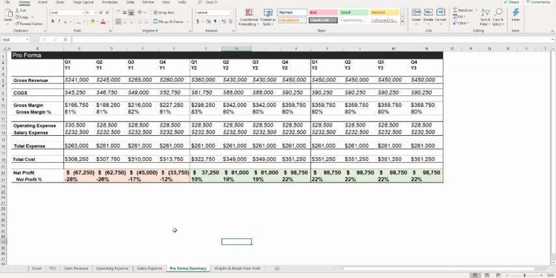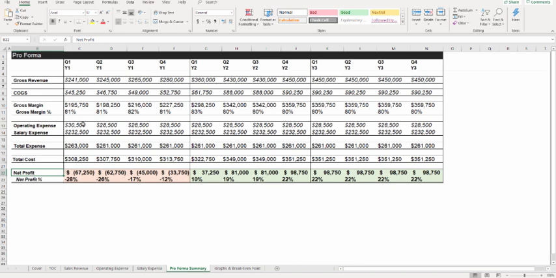The Pro Forma Summary tab takes the input information from the sales revenue, operating expense, and salary expense tabs and summarizes it in a pro forma model. We have our revenues across the top, our cost of goods sold, the gross margin calculation. We then include our expense factors to get a total cost, and then a net profit.